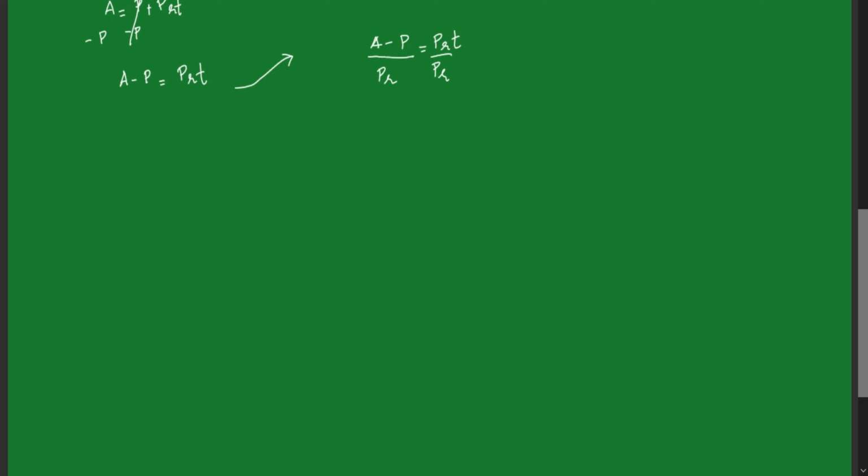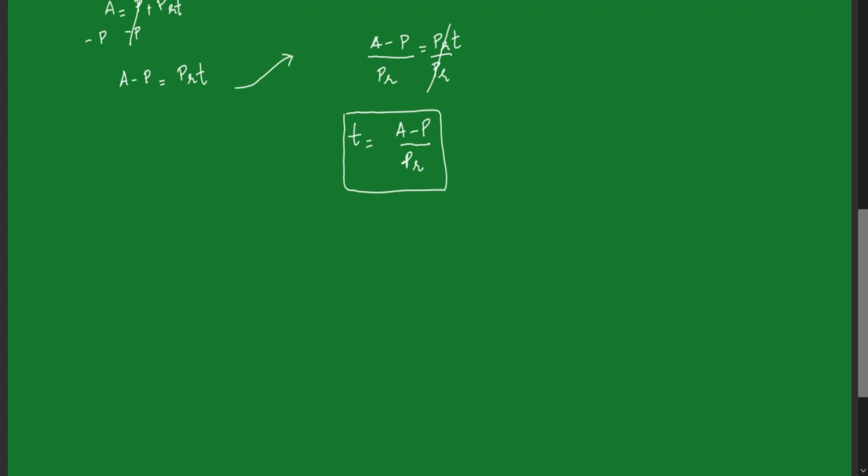So you see here, divide both sides by PR, so what you have left will be T. But again, we don't want T on the right side, so I just reorder them. So T will be equal to A minus P over PR. There you go. So this is T in terms of what? This will be T in terms of A, P, R. Okay, that's what it means.